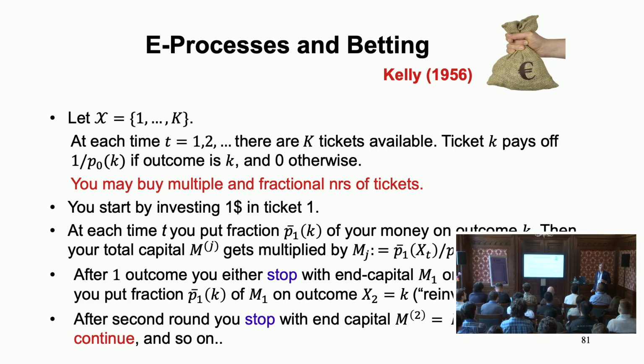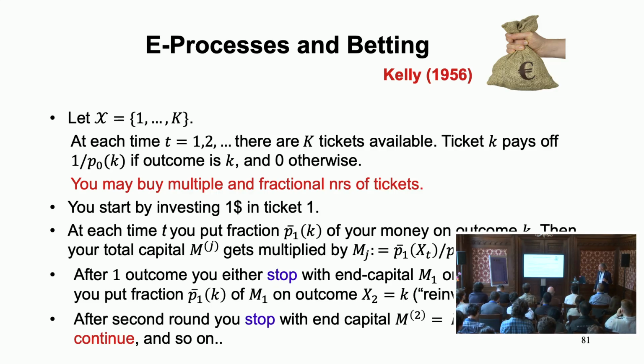And the ticket is just putting your money on red or black. So you start with, let's say, $1. You have some starting capital. You invest it in ticket 1, meaning the ticket at the first point in time. And you put a fraction of your money on outcome K. Let's say you put 30 cents on red and 70 cents on black. So that would be the P bar 1.